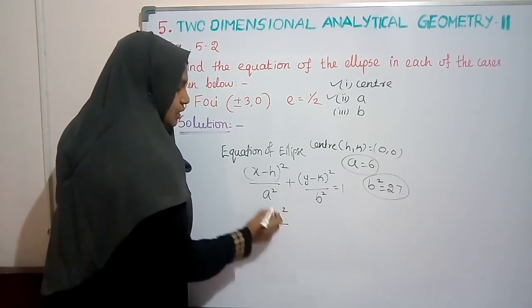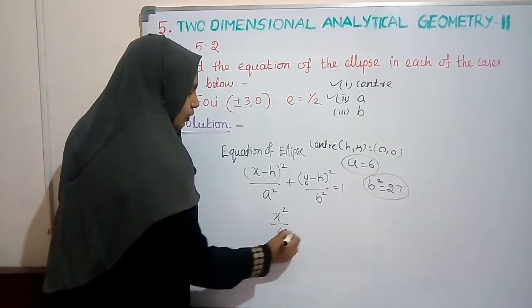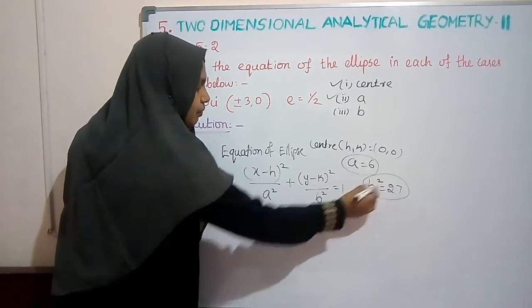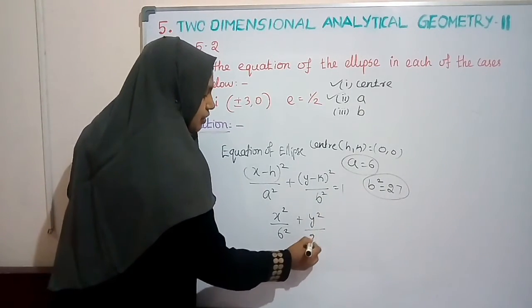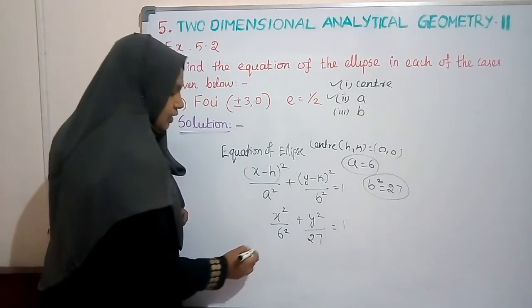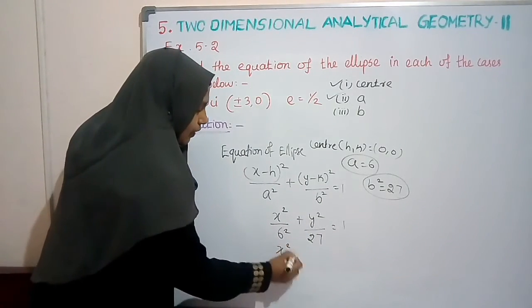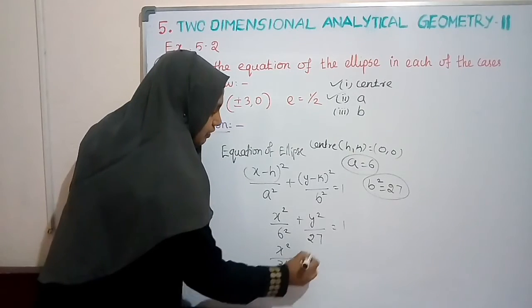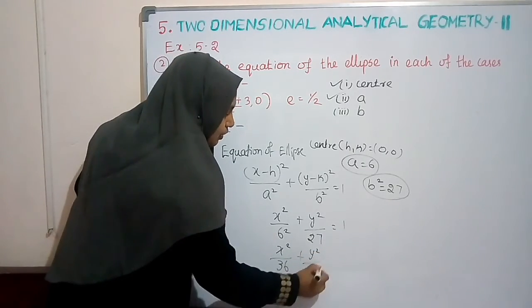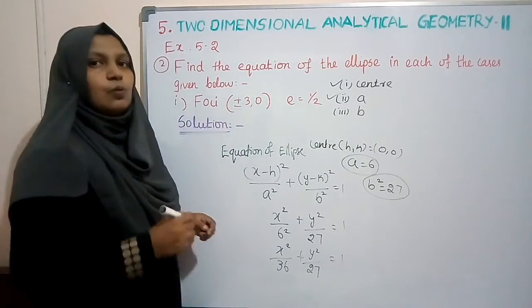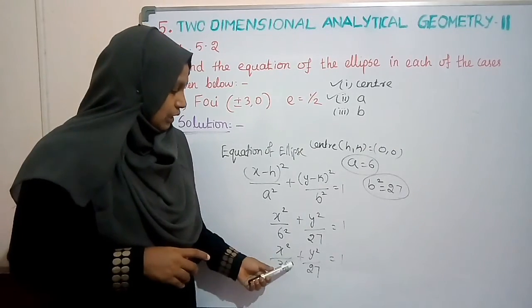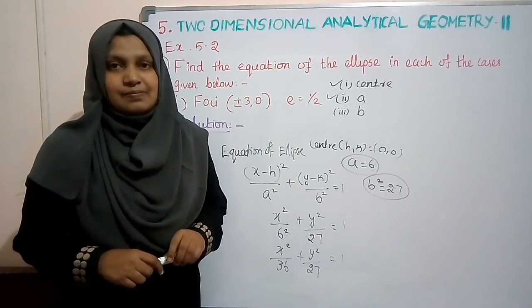You will get x square by a square, that is 6 square, plus y square by b square, directly we can write 27, is equal to 1. And we can change 6 square as 36. So x square by 36 plus y square by 27 is equal to 1. Okay, so this is the required equation of ellipse.